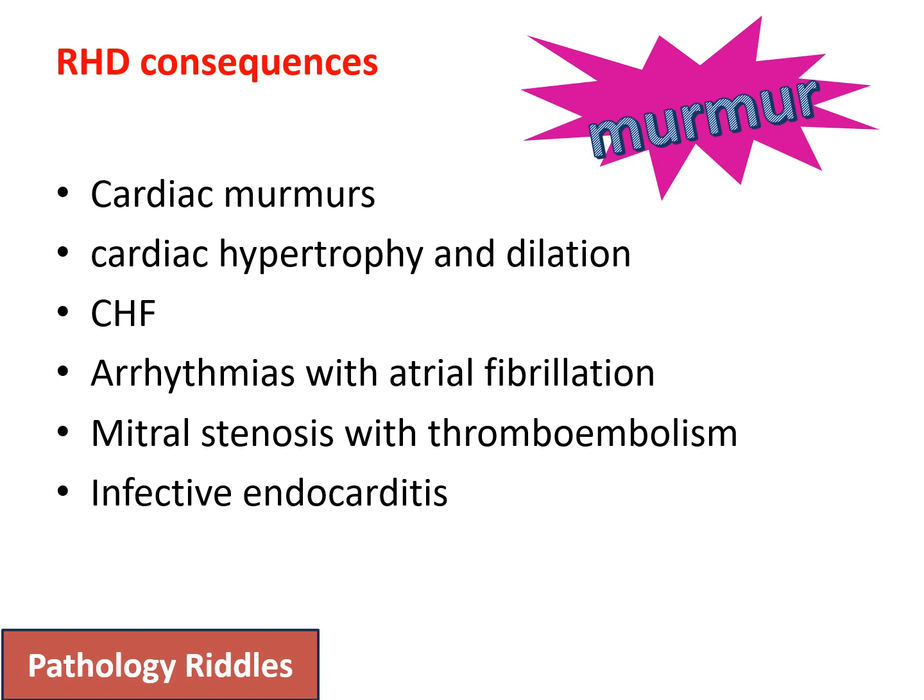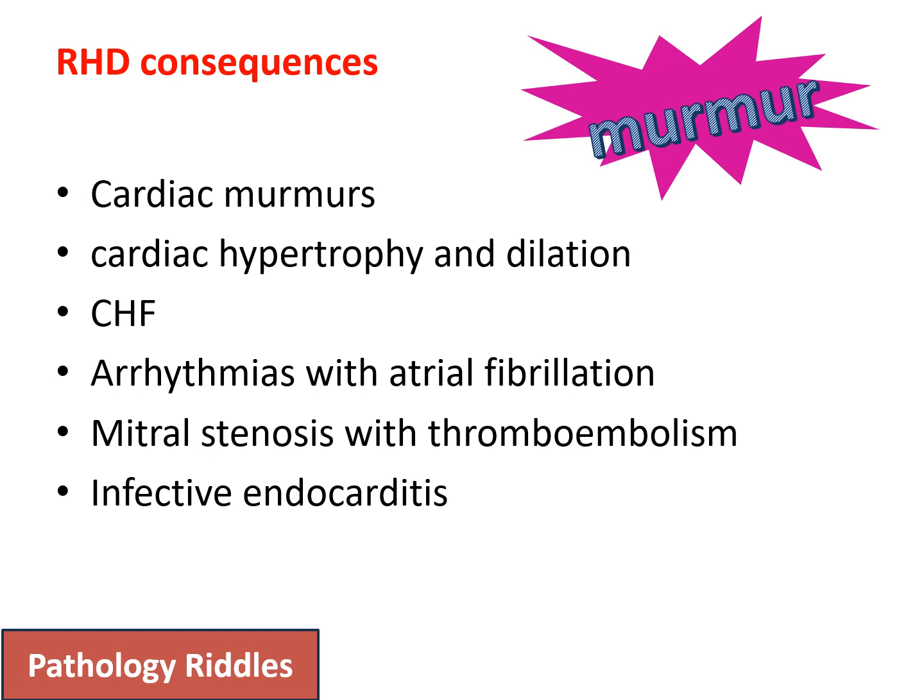Arrhythmias with atrial fibrillation, if the conduction pathway or bundle of His is damaged, then there can be such consequences. Then, as discussed earlier, there can be mitral stenosis with thromboembolism. If the mitral stenosis is there, there will be more pooling of blood in the atrium. That will lead to thrombi formation. Now, these thrombi can detach and go to different parts of the body, leading to thromboembolism.